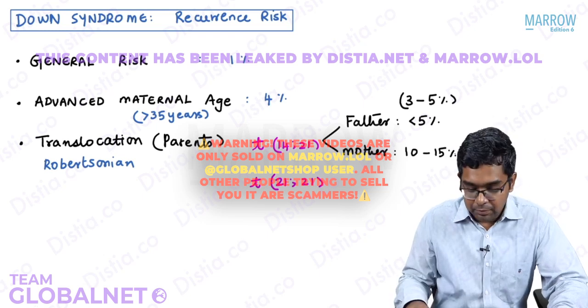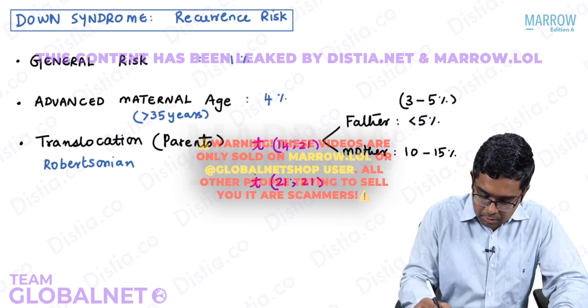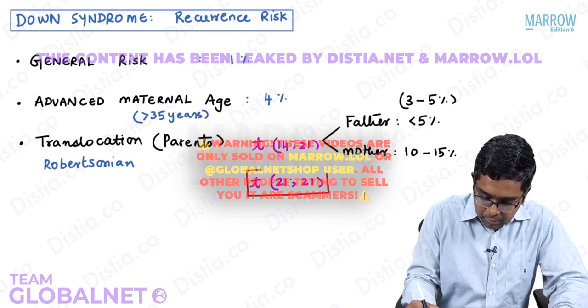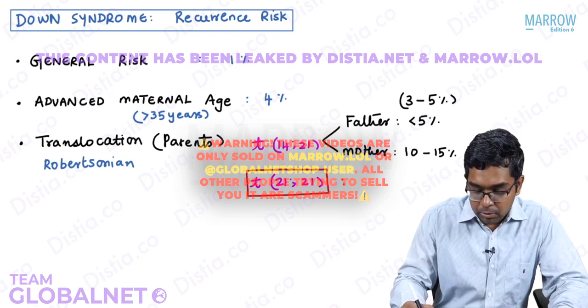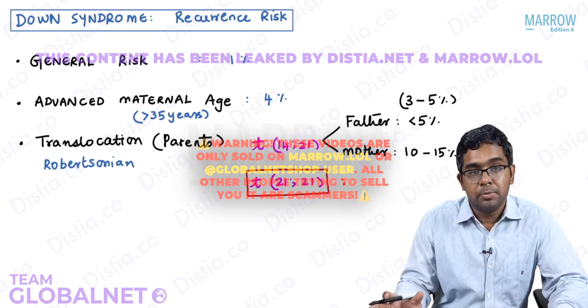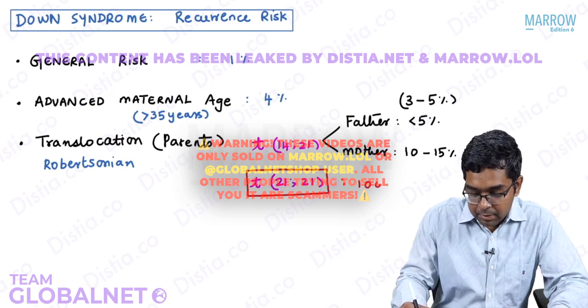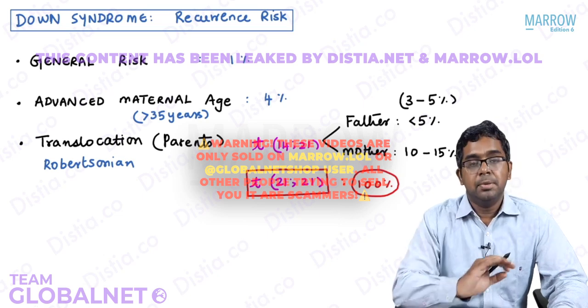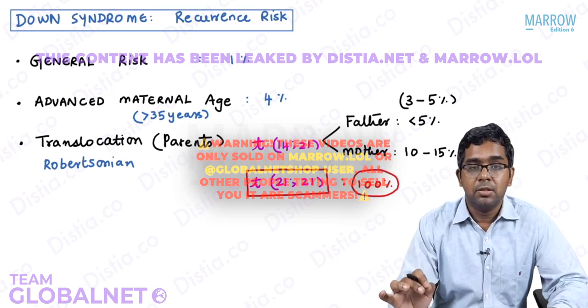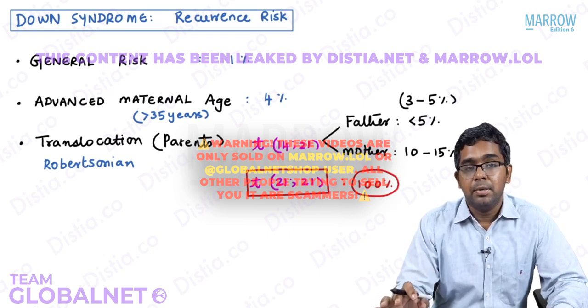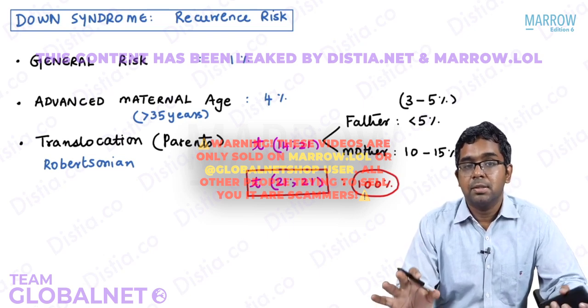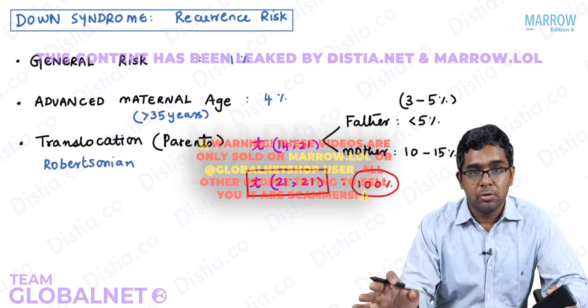However, if it is translocation 21-21 in either the father or in the mother, you know how much is the risk of Down syndrome in pregnancy? It is 100%. Very, very important. So that means this couple in which either one of them has translocation 21-21, they cannot have a baby which is normal. Always they will have a baby which is Down syndrome 21.